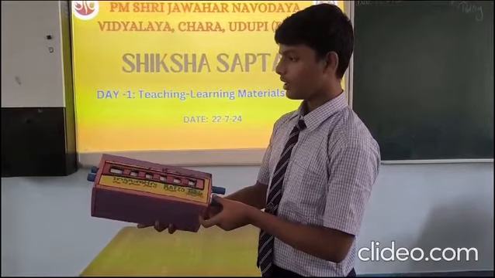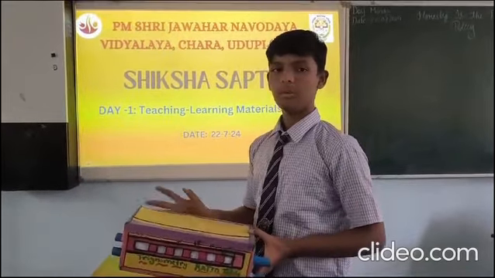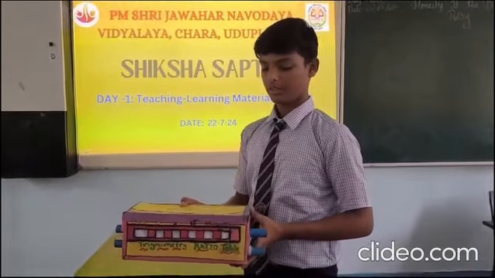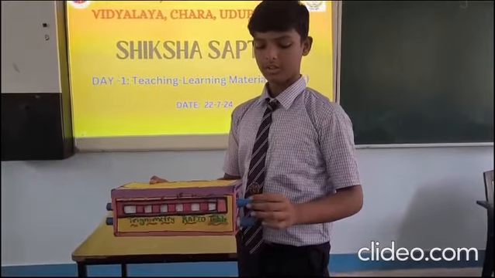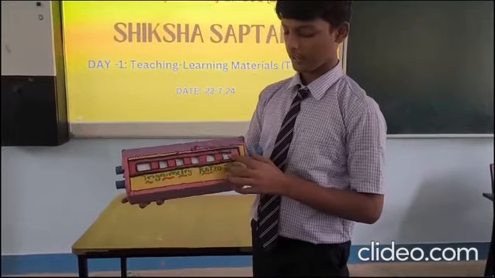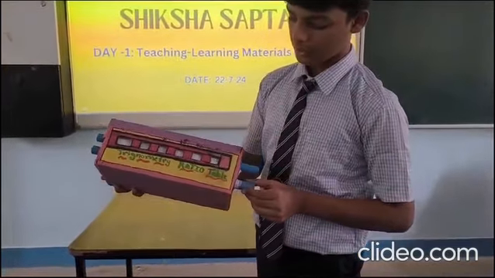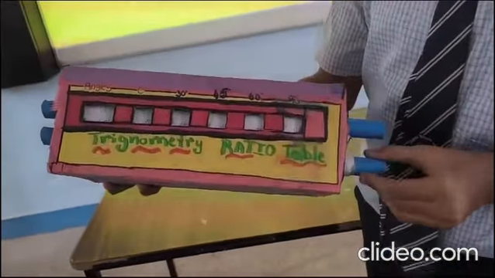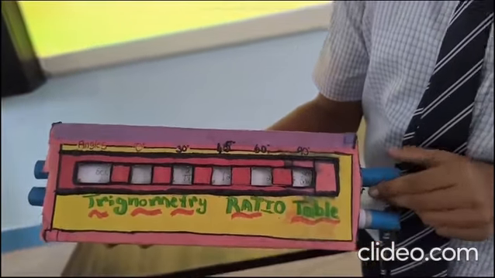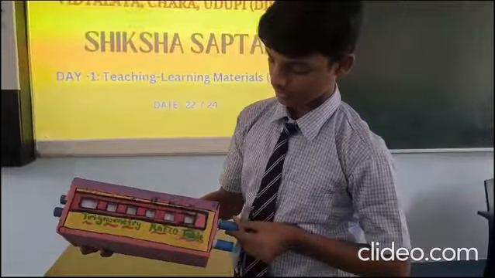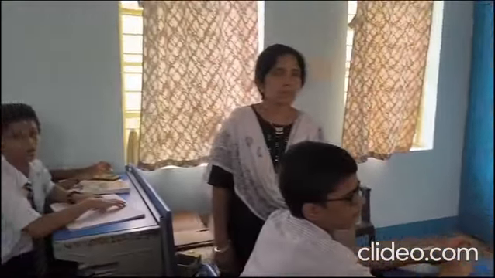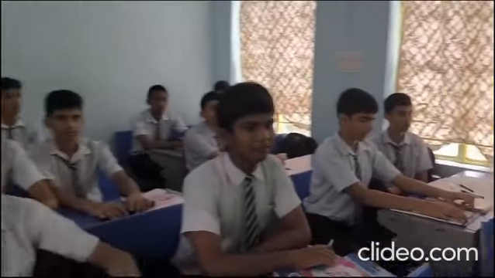It is made up of a cuboidal box. First we covered it in color paper, and using these pipes we made a roller, and we wrote the ratios on A4 sheets, and we used it to roll like this. We can find ratios. Thank you.